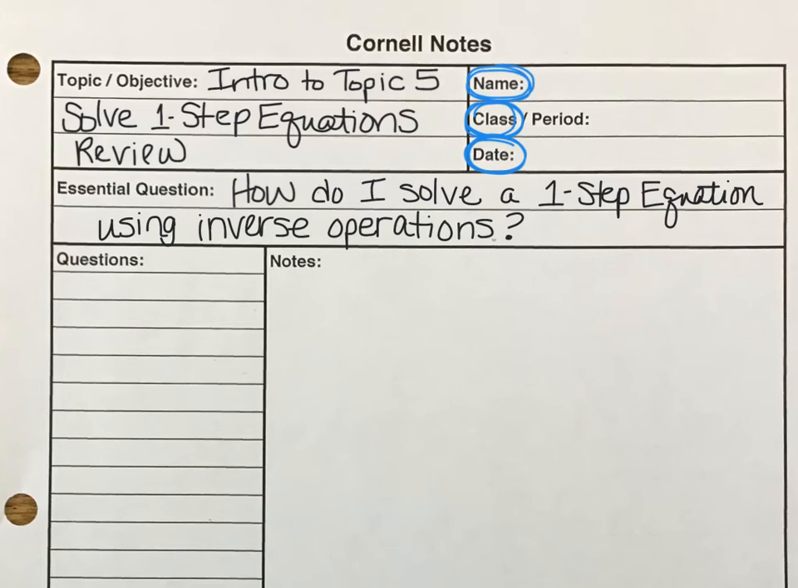Today's lesson is an introduction to Topic 5. Make sure that at the top of your Cornell notes you have written your topic objective, and also please make sure your paper includes your name, your class period, and today's date. So our topic for today is solving one-step equations.